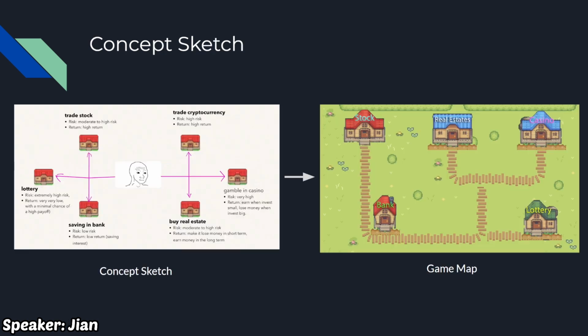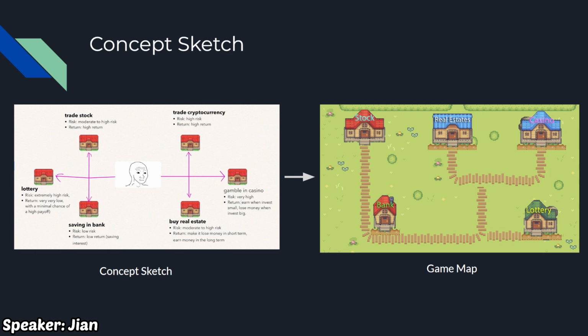Okay. Hey, I'm Jen here. During the early stages of the project, I made a concept sketch. Here on the left side you can see a character in the middle of the map, and the character can move to different buildings to use different investment tools. We offer various kinds of investment tools for the game.